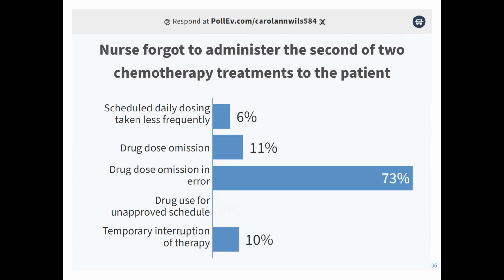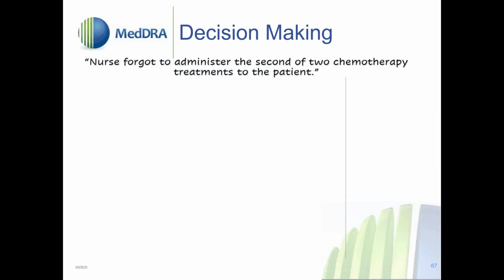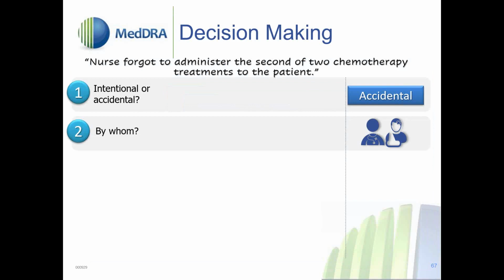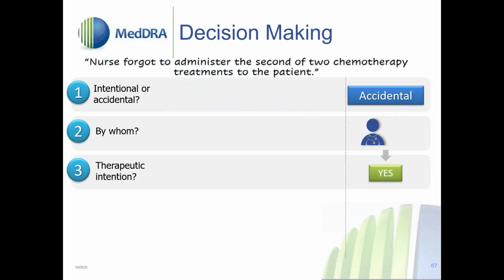Well done. Yes. I see some of you are also going for the schedule terms, but it's really only 1 dose that was omitted here by the nurse in error, and this needs to be captured. So let me close the poll and apply our decision chart. We know that the incident occurred in error. We know it was caused by the nurse. And we know that this has occurred in the framework of therapeutic use of the product, so the incident has to be classified as medication error.